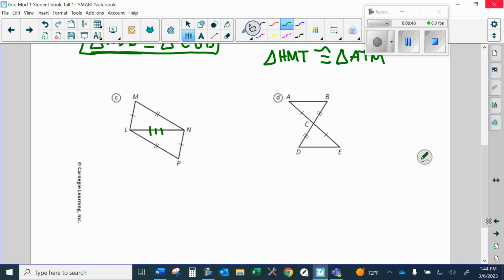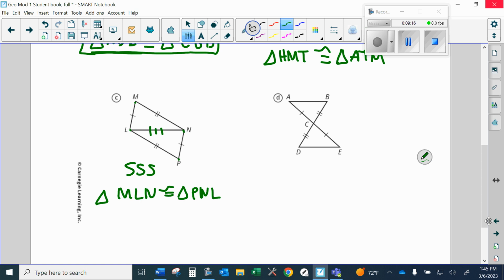So here I have SSS. Triangle MLN is congruent to triangle PNL. So I have to go in the same order. I went from here to here along the 1, so here to here along the 1 piece and then across.